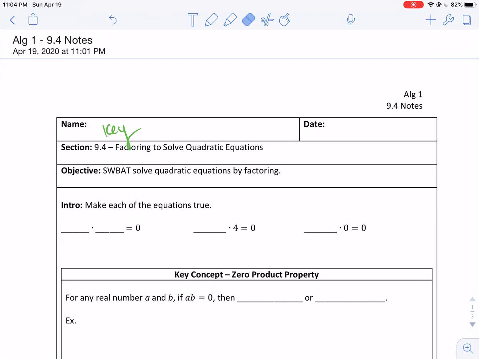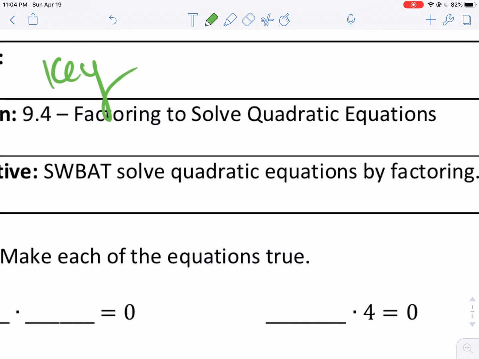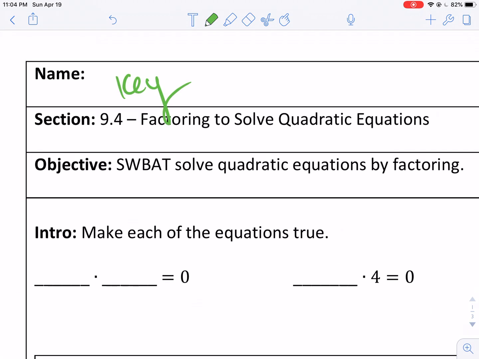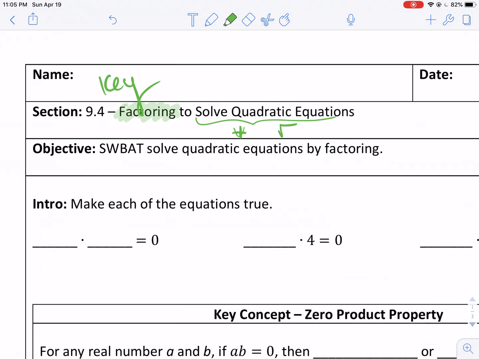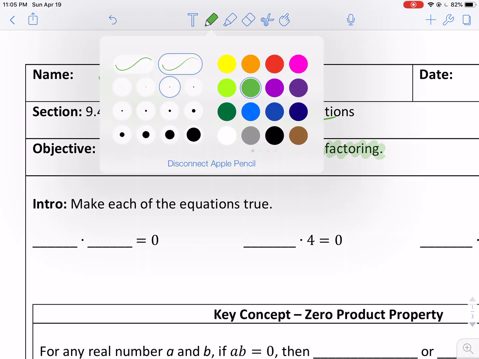Alright, so today we're going to factor to solve quadratic equations. Yesterday we solved quadratic equations by graphing and finding some roots, and we also solved them by taking square roots. Today we are going to factor. Oh, it's going to be great. We're going to use one of my favorite concepts. But first, we're going to explore some number practice.